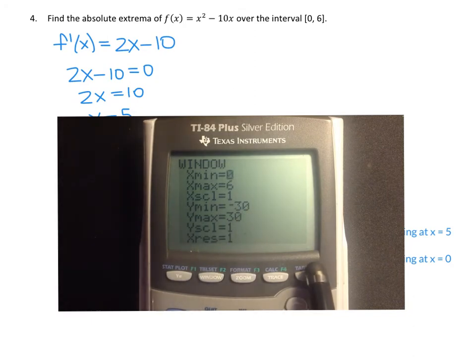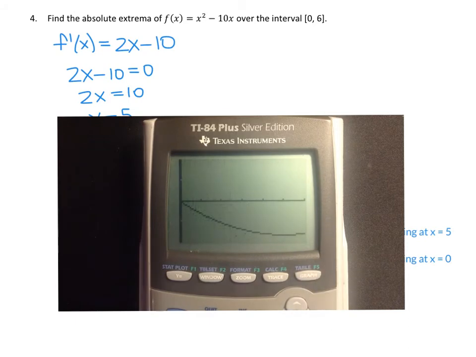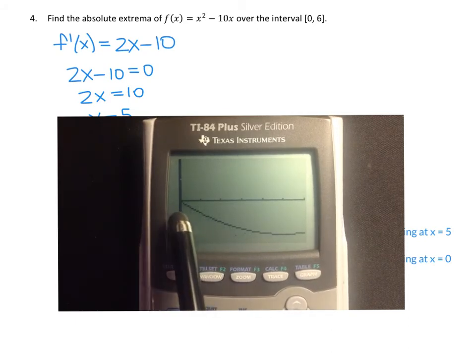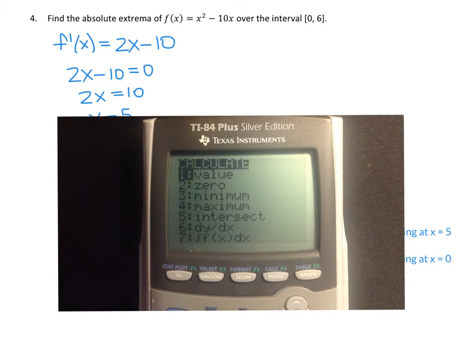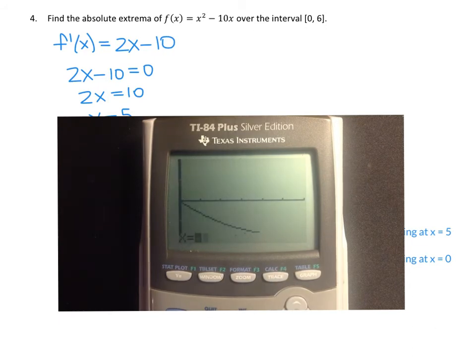So next, if we hit graph, there is our function on the closed interval 0 to 6. And there we see it looks like we do have an absolute minimum there at 5. There's a couple ways we can check this. If I hit second calc and hit enter for option 1, if I enter 5 for our x value, there is our absolute minimum there at 5, negative 25.